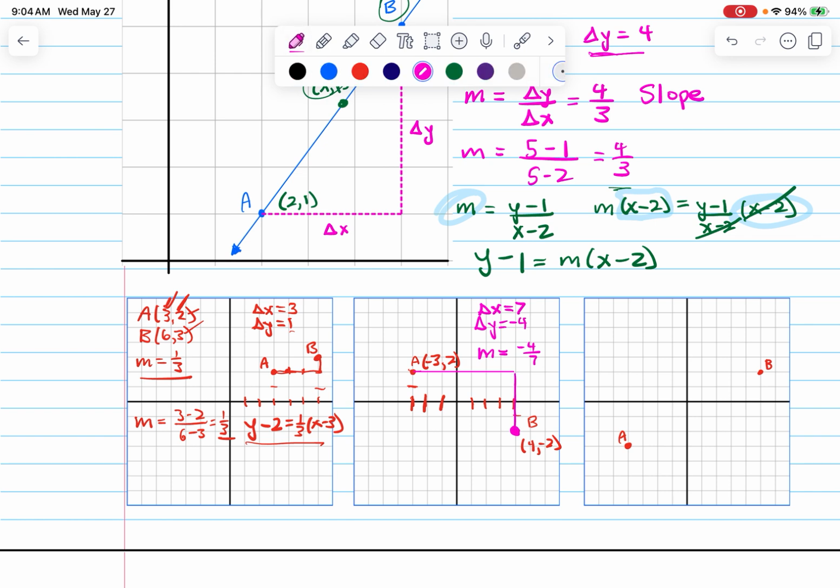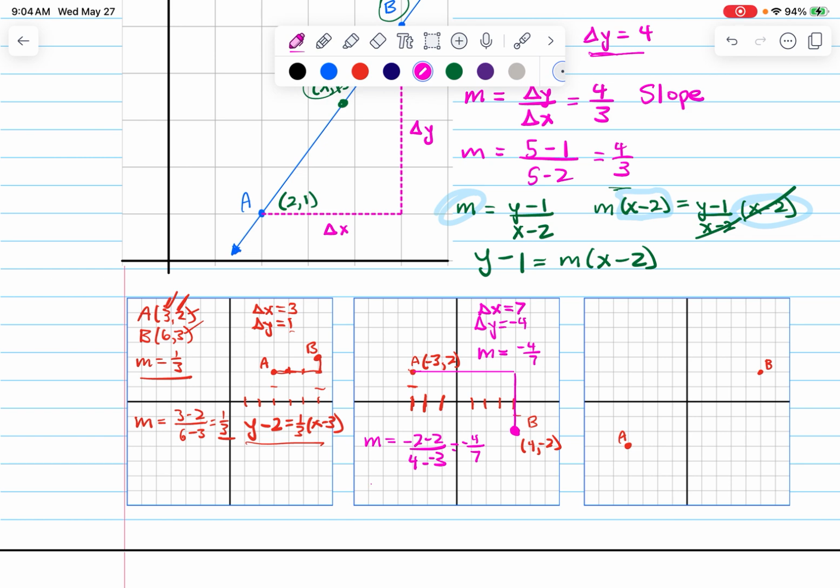Now, let's just use the slope formula. The slope formula says this. I've got to take a difference of the y's over a difference of the x's. See? There we go. You got to watch the signs here. So this is -4/7.